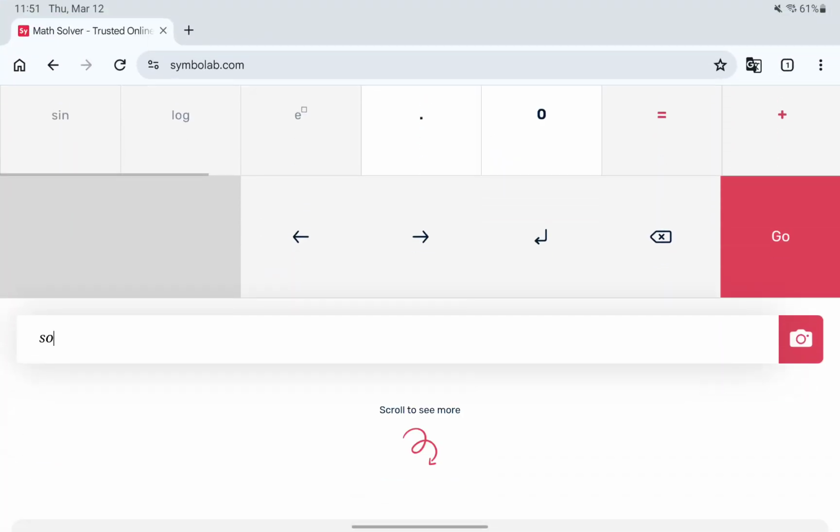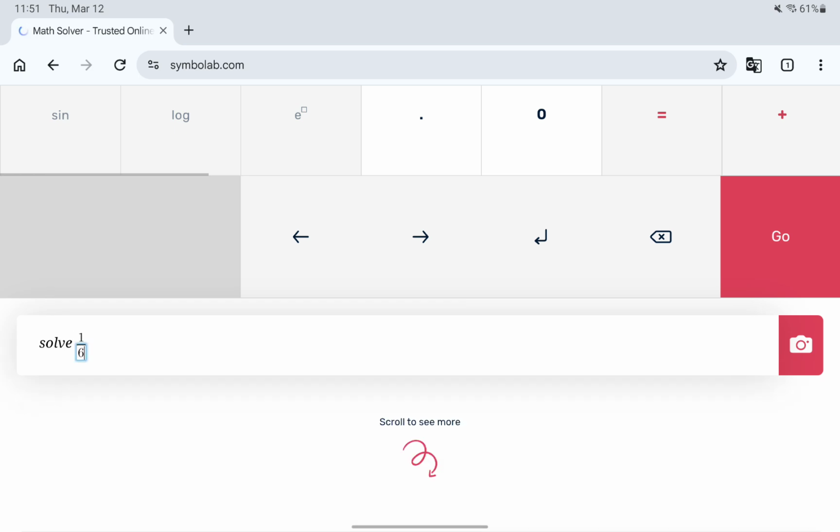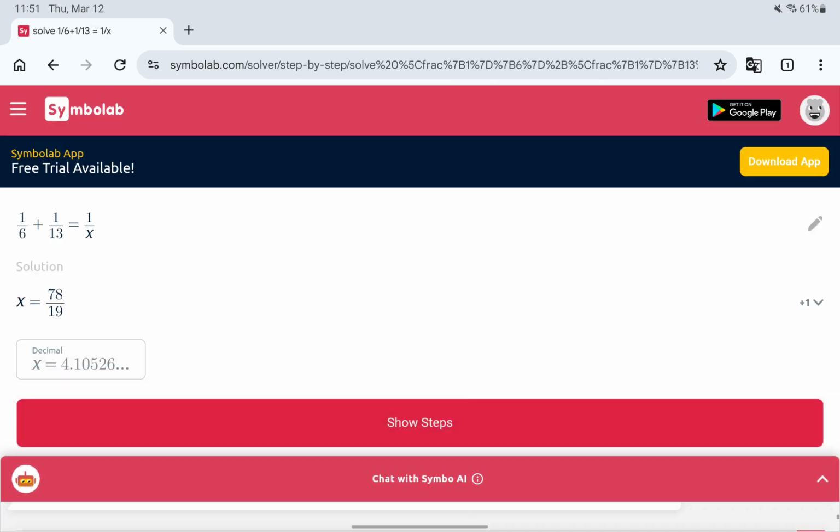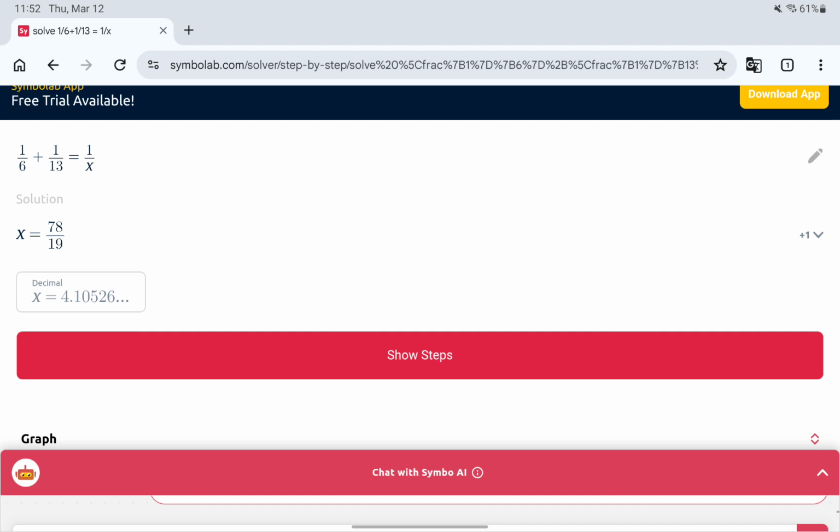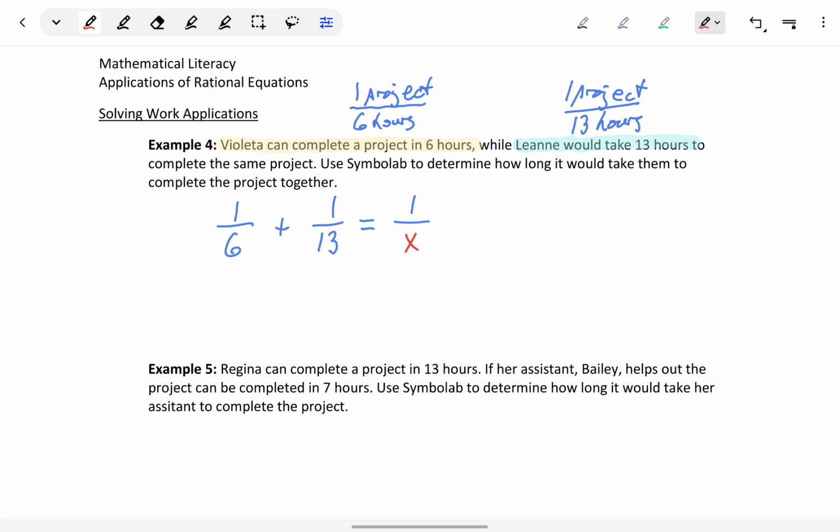In Symbolab then, we would enter in solve 1 over 6 plus 1 over 13 is equal to 1 over x, and we get a result of 78 over 19, or about 4.1, depending on what we want to round this to. So x is approximately 4.1 hours if they were to complete this project working together.